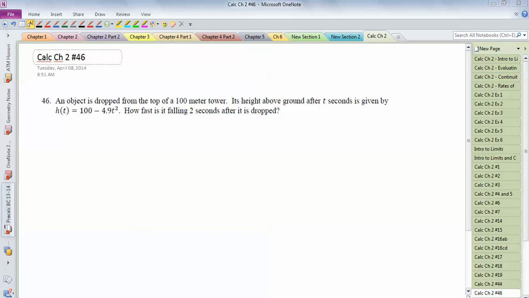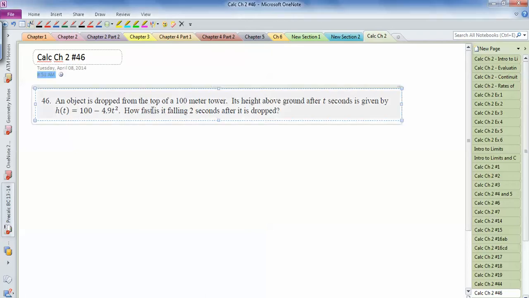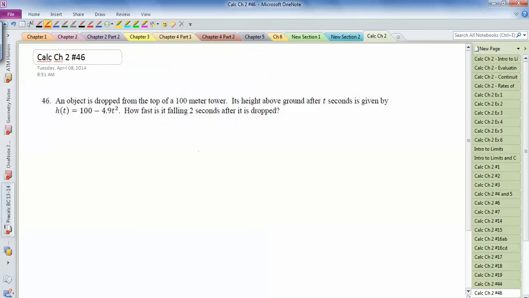Okay, so for Calculus Chapter 2, number 46, you're given the height of some object as a function, and you want to figure out something about its speed. The speed is basically velocity for our purposes. So what this question is asking here is this right here is our position function.